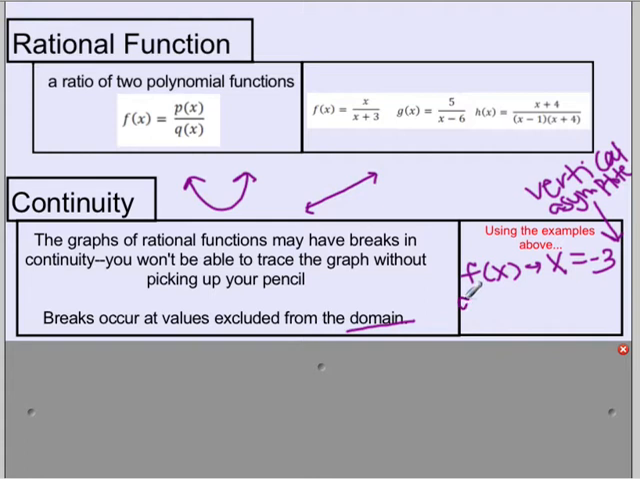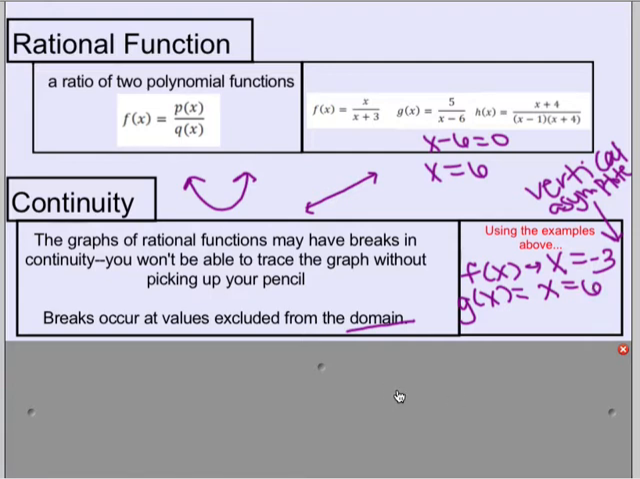Let's go ahead and look at g of x. Does g of x have a vertical asymptote? Yes, it does. If I look at my denominator, x minus 6, where would that equal 0? If I solve it, it's when x is equal to 6. So once again, there's a vertical asymptote at x equals 6.